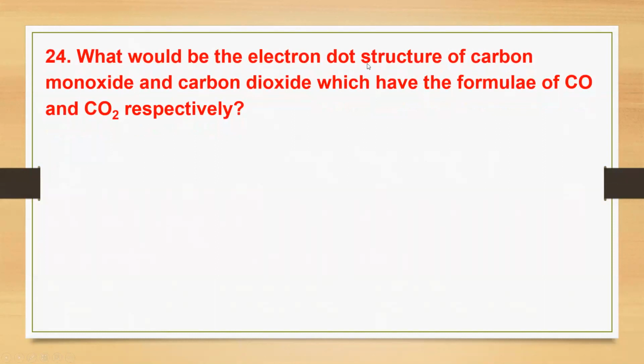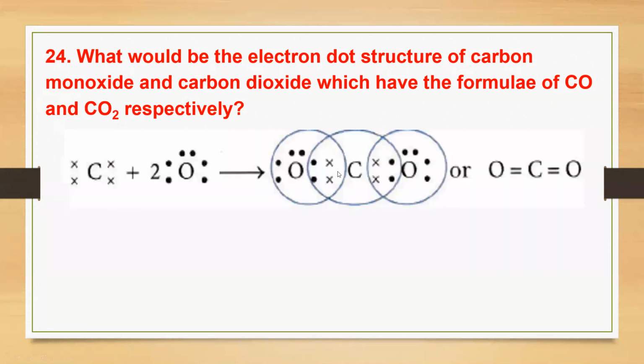What would be the electron dot structure of carbon monoxide and carbon dioxide, which have the formulas CO and CO2? Yes, this is covalent bonding. Of course, the carbon valency is 4, tetravalency. It forms a chemical bond by sharing of electrons. How the electrons get shared, we are going to express in the form of an electron dot structure or Lewis dot structure. Any name is the same only.